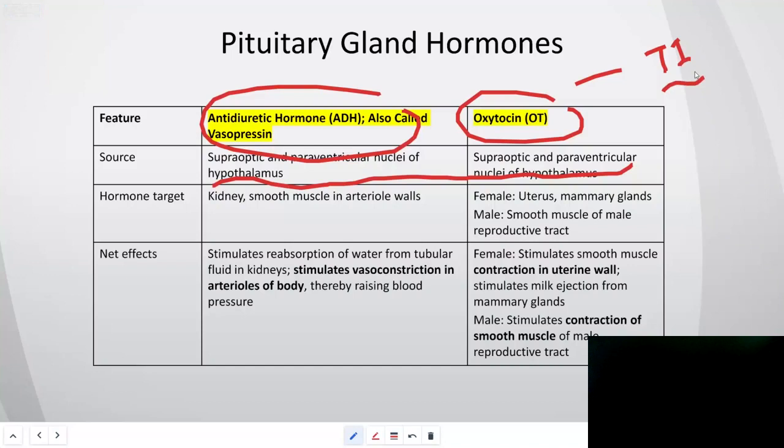We went over this. ADH targets your kidneys, the ductal cells, to increase the water uptake. For the females, oxytocin targets your uterus and mammary glands. For the male counterpart, it's mostly in the smooth muscle of the penis. And then on the bottom, I just highlighted the key function.